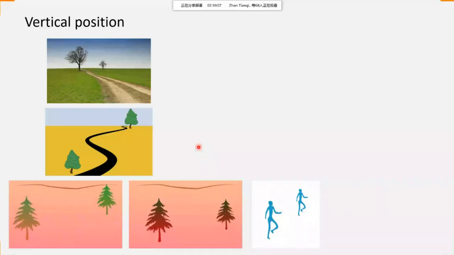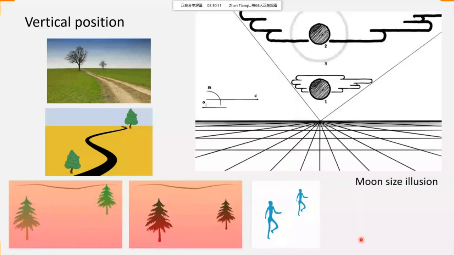And there is also a special illusion that has to do with this vertical position. This is the moon size illusion. Usually if the vertical position is higher, like here in number two, we think that the object is more far away than if the vertical position is lower. And therefore, the impression of the size is influenced. It looks different.